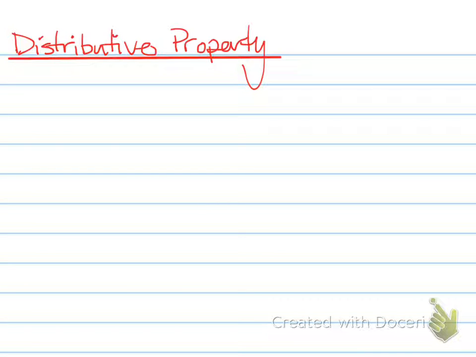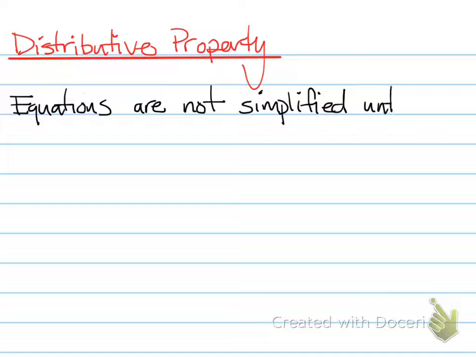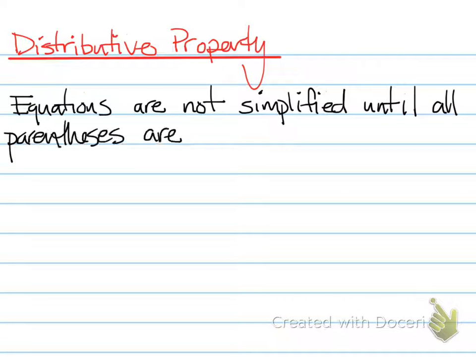All right, in today's lesson, we are looking at the distributive property. Before we actually talk about the distributive property, we need to talk about what it means to simplify an expression. Expressions are not simplified until there are no parentheses in the expression, and you can't solve an equation. Equations are not solved until the parentheses are gone.